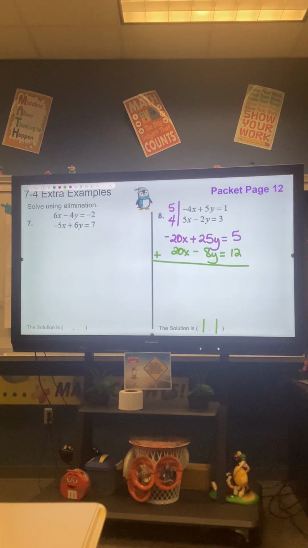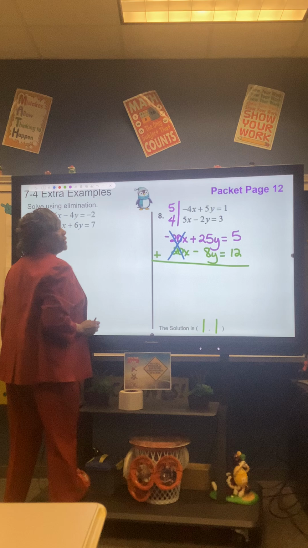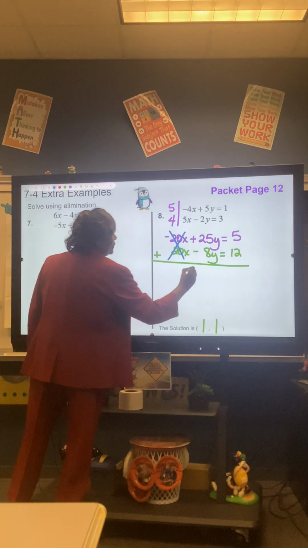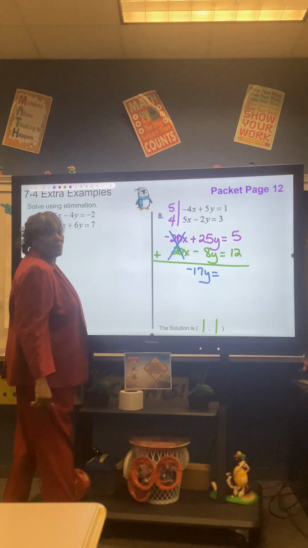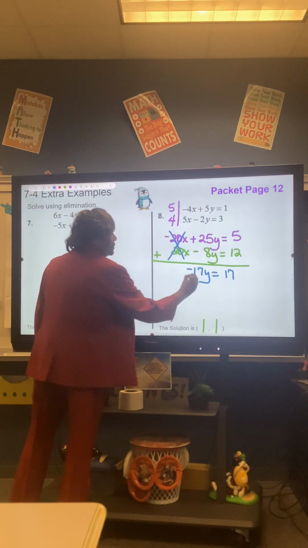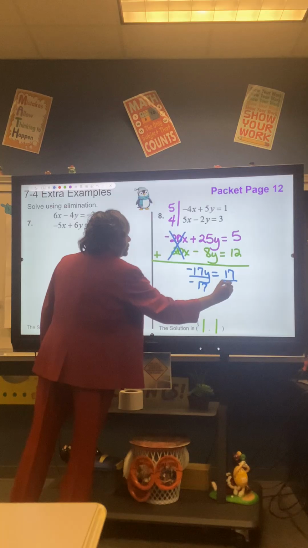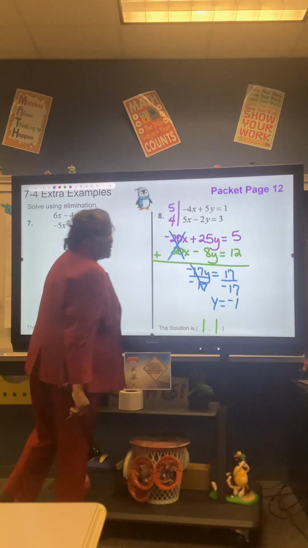Okay. Did I create that zero pair? Yes, I did. Beautiful. You have $25 and you owe Miss Mitchell $8. You pay me my money, that should be 17y. If you add 5 plus 12, you should get a total of 17. Divide both sides by negative 17, and y is equal to a negative 1.